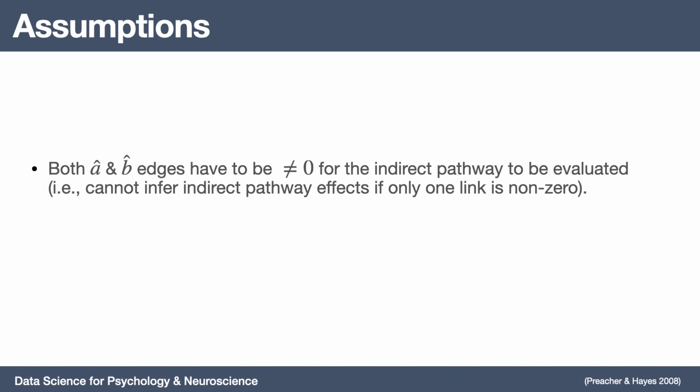If only one is statistically significant, you could have bootstrapping reveal a significant indirect pathway. However, it's only being driven by one edge, A or B. So in order to make an inference, both have to be independently significant. They have to be real in your conclusionary space for you to interpret an indirect pathway effect.